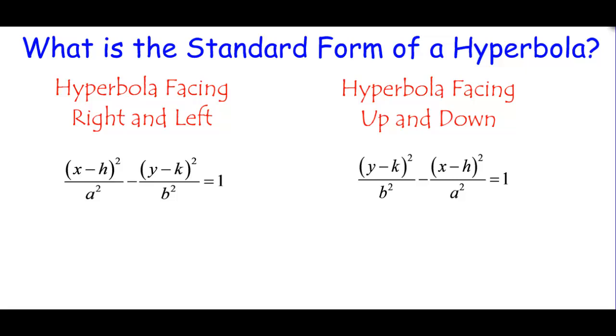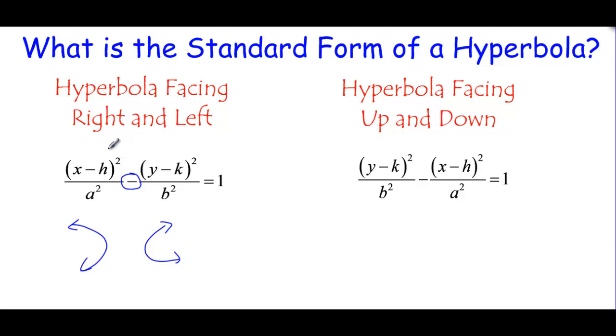So if we have a standard form, it's very similar to a parabola. If you remember from parabolas, we had up-down parabolas and left-right parabolas, and it made a difference in the equation. It's very similar here. If we have a hyperbola that faces left and right, it almost looks identical to an ellipse in our equation, except with a hyperbola we have a subtraction sign.